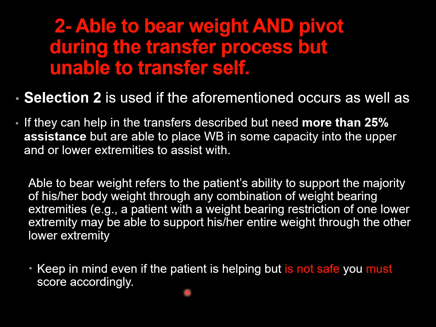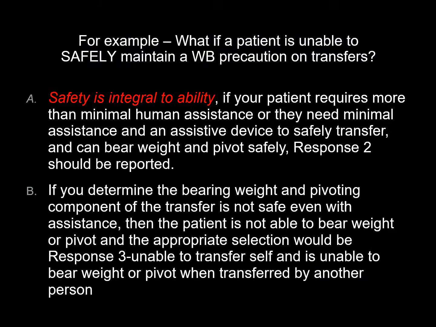2 would be appropriate. But keep in mind that even if the patient's helping out and is not safe, you need to consider that, scoring them appropriately. And in that case, you may not score somebody a 2 even if you're helping them and they're not appearing safe. So in this case, if someone has a weight-bearing precaution on transfers and you're assessing them, remember, safety is integral to ability.